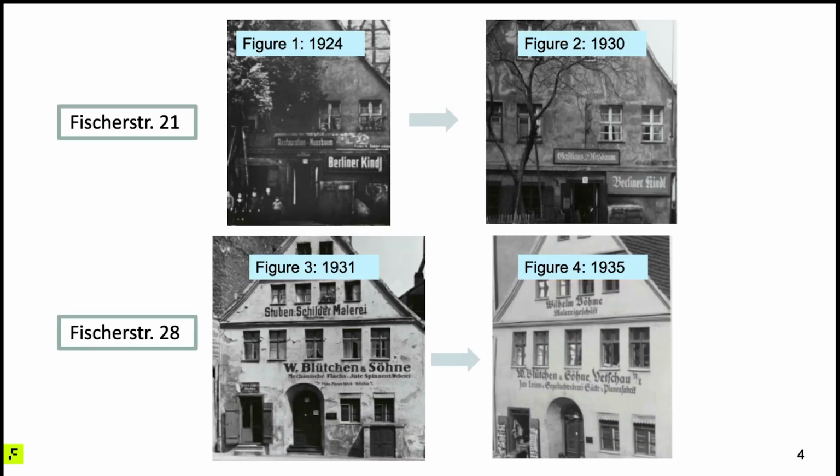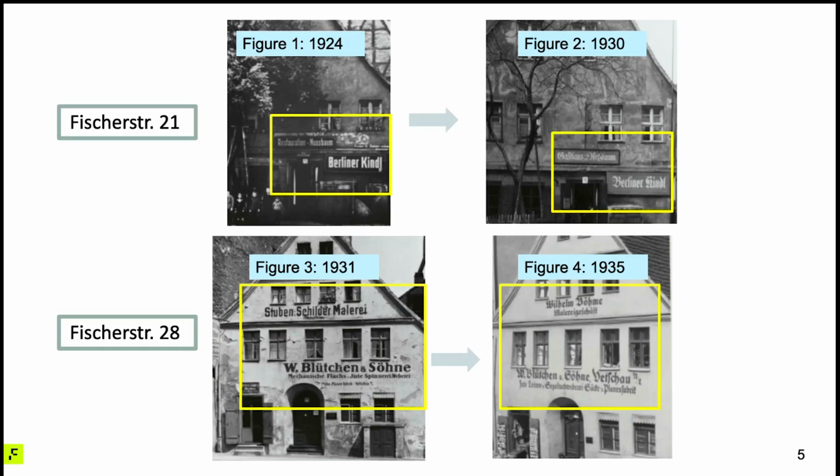Here, I'd like to show an example of the typographic landscape. The two images above show the building at Fischerstraße 21 in Berlin, and those below show Fischerstraße 28. At some point, both buildings changed their typeface usage. Why did this happen? And does a change in typeface have meaning? This serves as the starting point of my research.